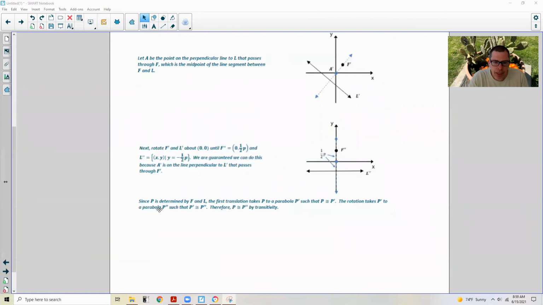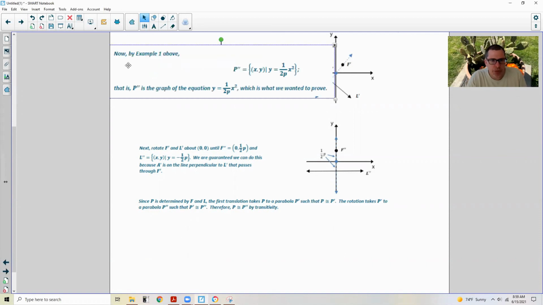Okay, so since P is determined by F and L, the first translation takes P to a parabola P prime such that P is congruent to P prime. The rotation takes P prime to parabola P double prime such that P prime is congruent to P double prime, and therefore P is congruent to P double prime by the transitive property. Then we're going to, let me just do this without pausing.